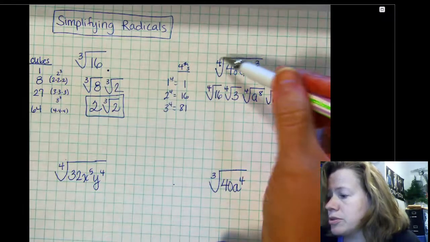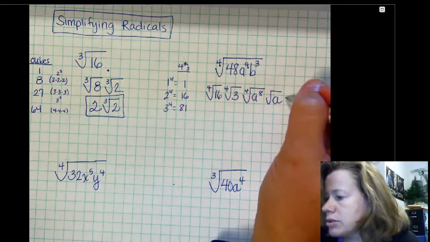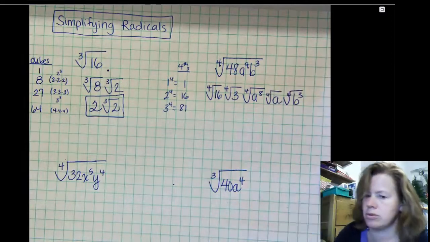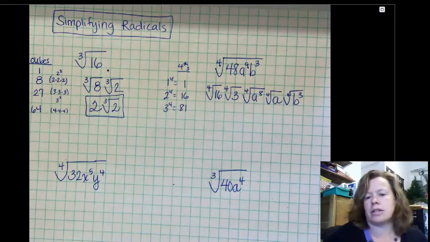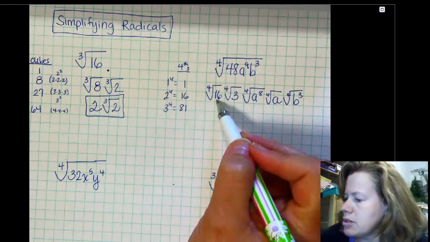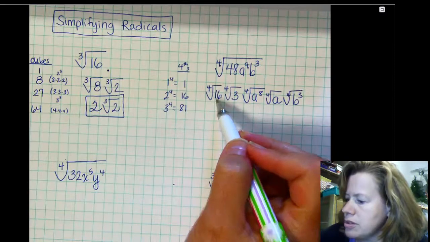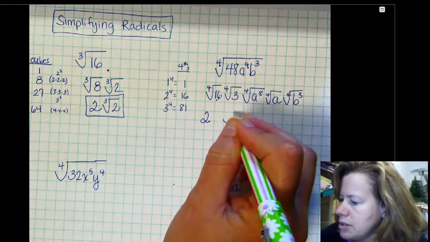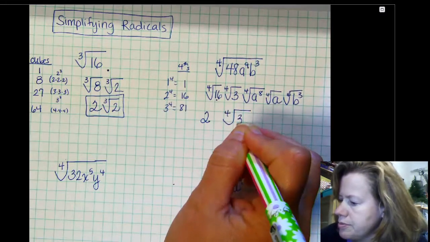b cubed, 3 is smaller than 4, so that's not going to simplify at all. So that's going to end up having to stay under my fourth root. Okay, so just like yesterday, we clean up our mess and we're done. So the fourth root of 16, what number did I raise to the fourth to get 16? 2, so that's 2. Fourth root of 3 is going to have to stay inside the house.